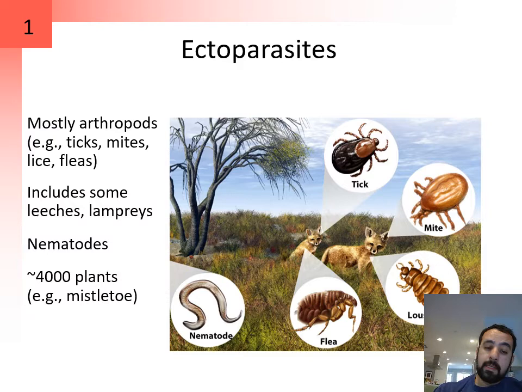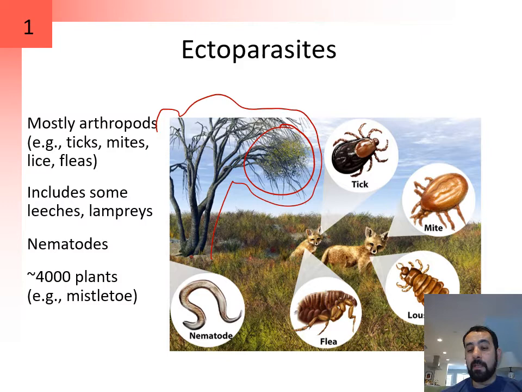Some plants, like this mistletoe right here, are a type of ectoparasite. It clings to the outside of the trees and actually consumes some of the sap of that plant. You reduce the fitness of that tree. The tree is defoliated here, not because the mistletoe consumed all the resources. It can do so if there's a high infestation, but for the most part, they don't, right?